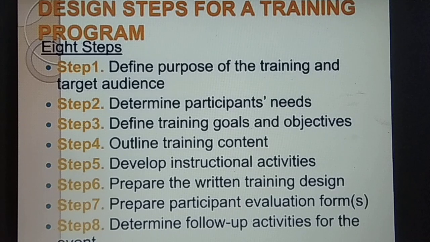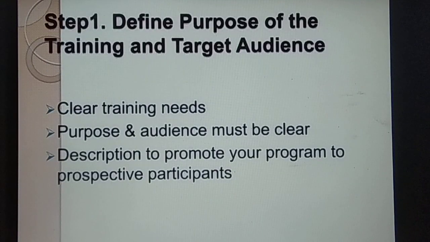It has 8 steps. Step 1 is define purpose of the training and target audience. Step 2 is determine participant needs. Step 3, define training goals and objectives. Step 4, outline training content. Step 5, develop instructional activities. Step 6, prepare the written training design. Step 7, prepare participant evaluation forms. And the last one is step 8, determine follow-up activities for the event. Clear? So start with step 1, define purpose of the training and target audience.